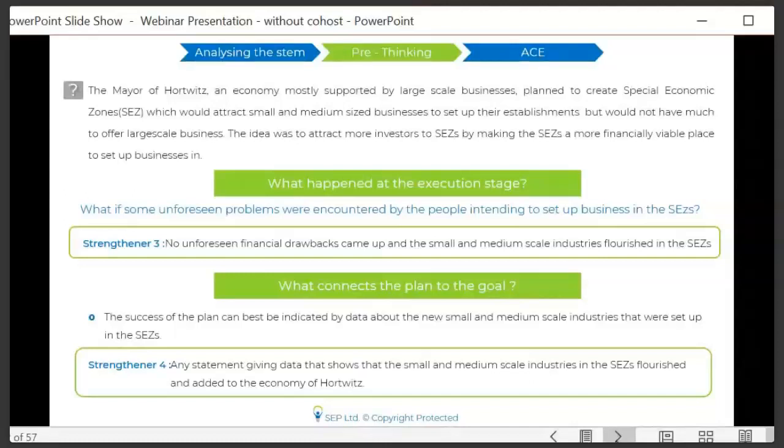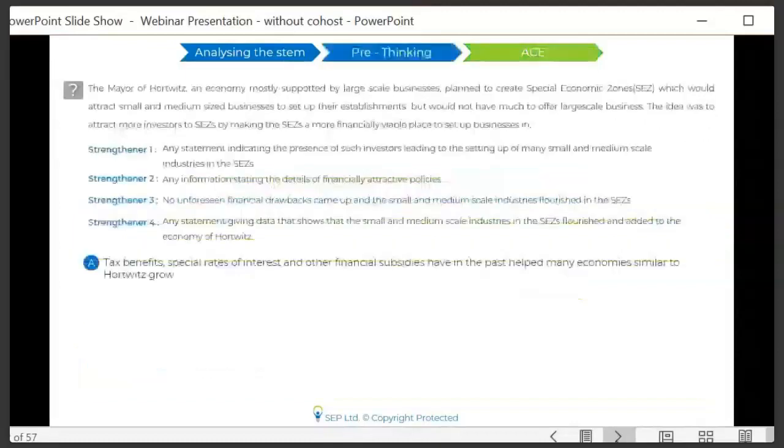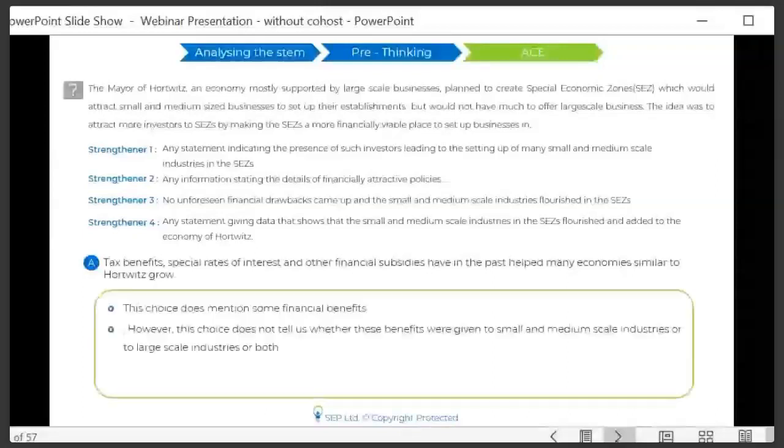Armed with those four strengtheners, let us move to the answer choice elimination, and we'll see which of the answer choices is correct. Choice A: tax benefits, special rates of interest, and other financial subsidies have in the past helped many economies similar to Hotwits grow. All right. Now, this choice does mention some financial benefits. Okay, it does. However, this choice does not tell us whether these benefits were given to small and medium scale industries or to large scale industries or both. Also, it does not tell us whether similar SEZs were created. So this choice is basically a distortion of the idea of SEZs being made financially attractive. It is distorting that idea and therefore is incorrect.